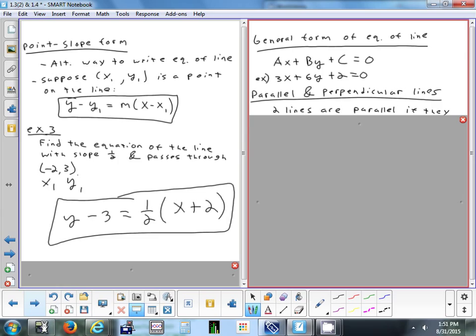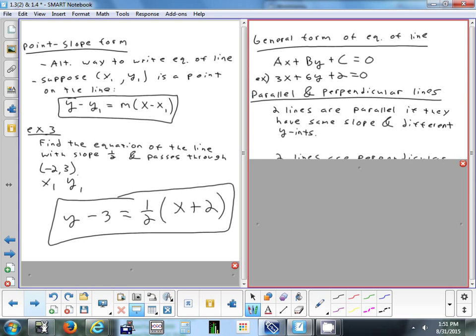Okay, when are two lines parallel? Actually, two things have to happen. Brad? Same slope. And one other thing. Yeah? Different y-intercept. What if they had the same slope and same intercept? The same line. Yeah, same line. Okay, so that's when lines are parallel.